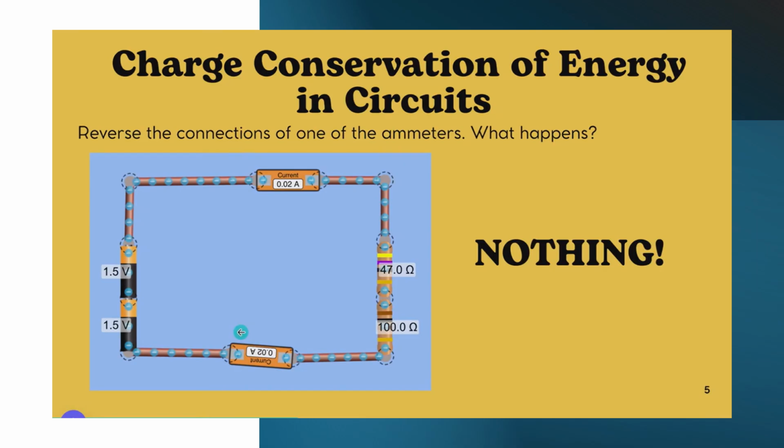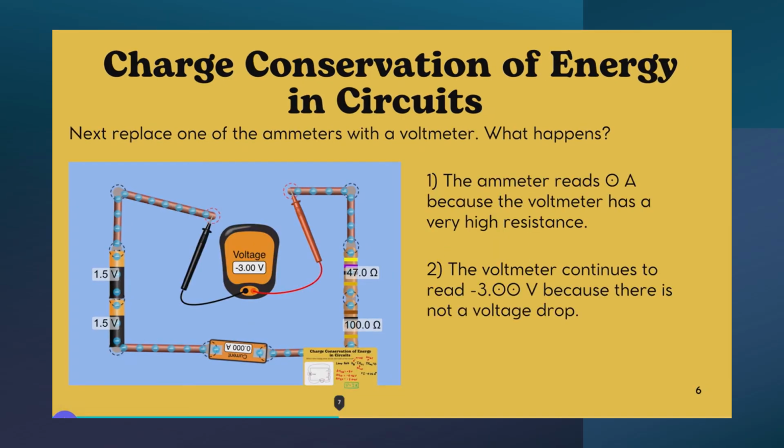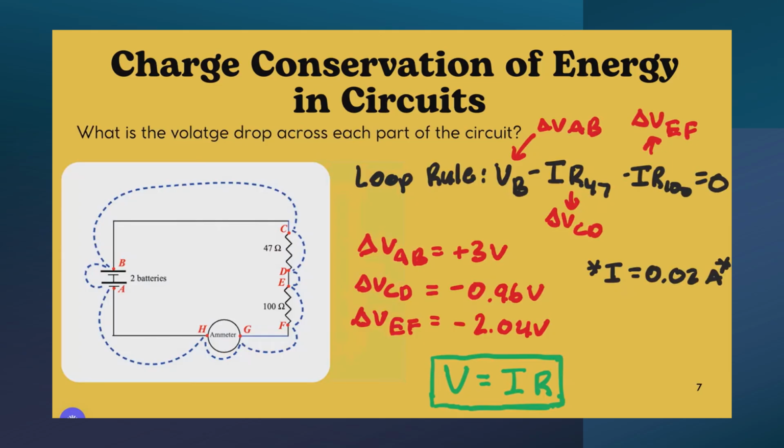So next we were asked what happens when we reverse the connections of one of the ammeters. So nothing actually happens and everything just remains the same. The math does not change. Next we were told to replace one of the ammeters with a voltmeter. What happens? So now the ammeter will read 0 because the voltmeter has a very high resistance, and the voltmeter will continue to read -3 because there's not a voltage drop in the circuit.